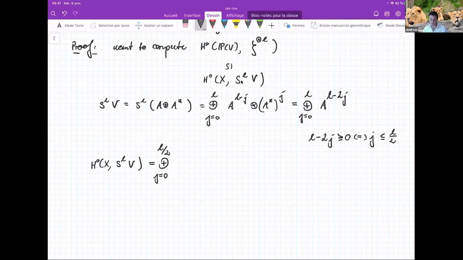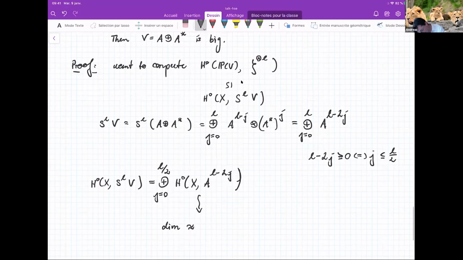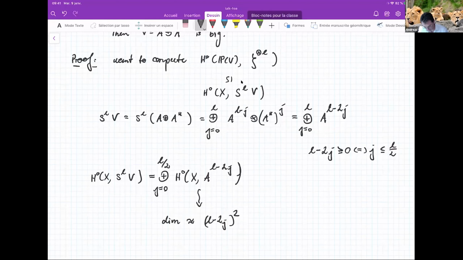Okay, so now I have these vector spaces of global sections of these line bundles, and the dimension of this vector space, so this is what we had up here, is given by (L minus 2J) squared, and then you have the constant A squared over 2. So for each of these pieces, you know the dimension.